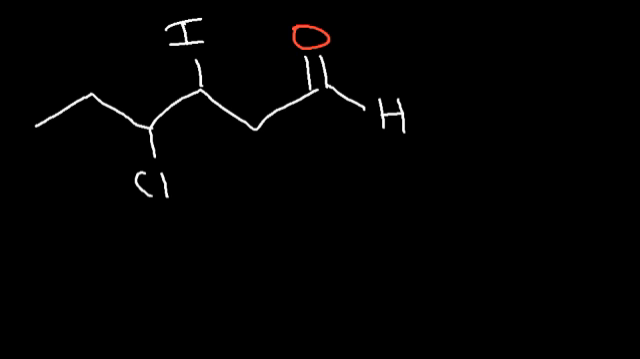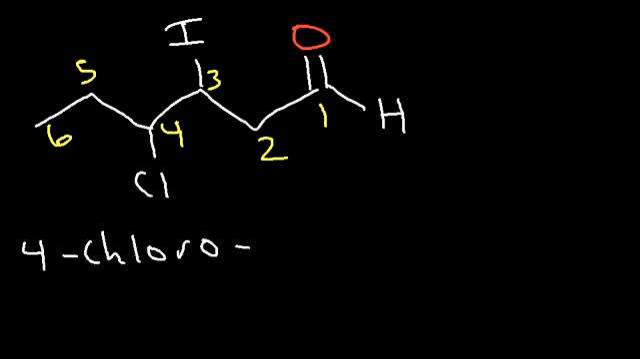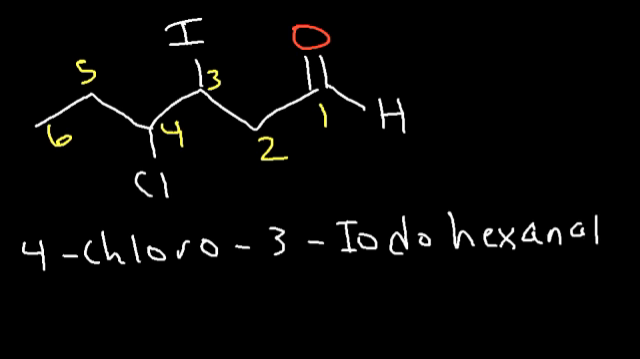How about this one? Go ahead and name it. So the aldehyde is going to be on carbon 1. And it's always at the end, so we don't have to specify the 1. We have a chloro on 4, an iodo on 3, but C comes before I. So this is going to be 4-chloro dash 3-iodo. And so we have 6 carbons. Instead of saying hexane, it's going to be hexanal. So 3-iodo hexanal. The suffix for an aldehyde is al. For an alcohol, it's ol.